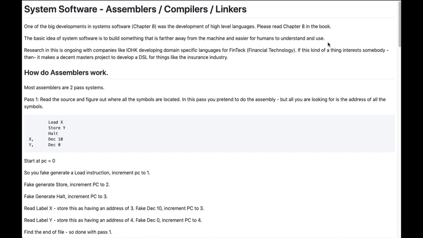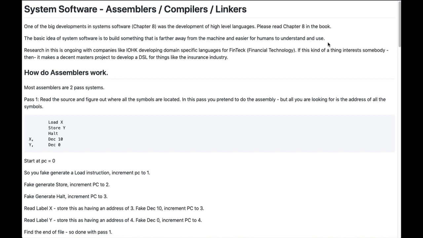This comes basically from Chapter 8 in the book. It'd be nice if you read Chapter 8. The basic concept of system software is to build something that is farther away from assembly language and is easier for us human beings to interact with and use, easier to get software implemented correctly in, and easier to test.